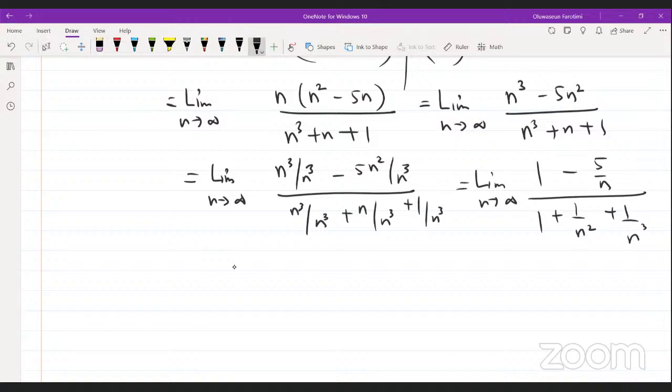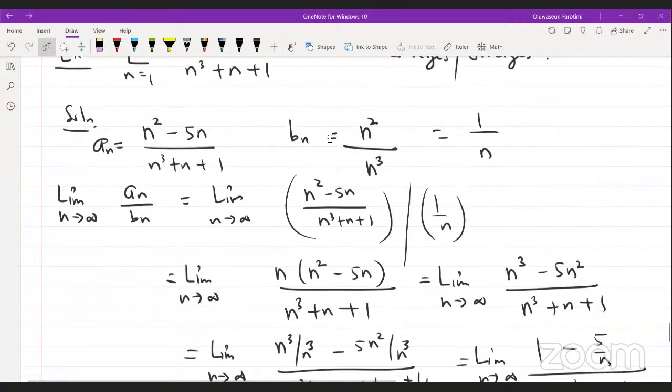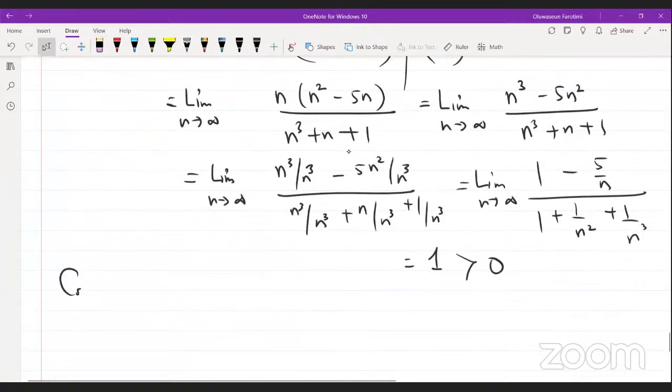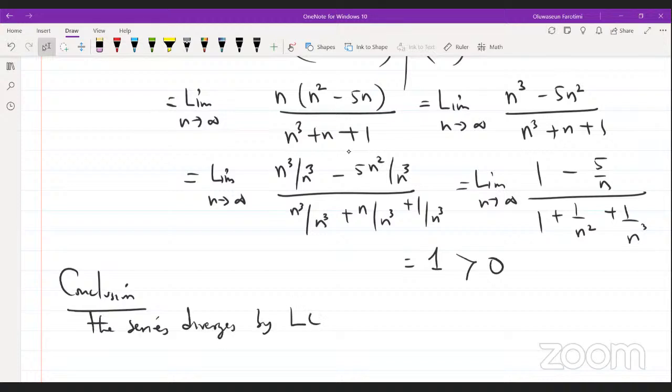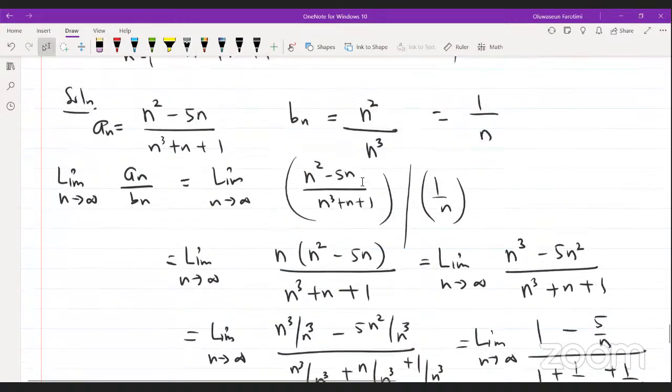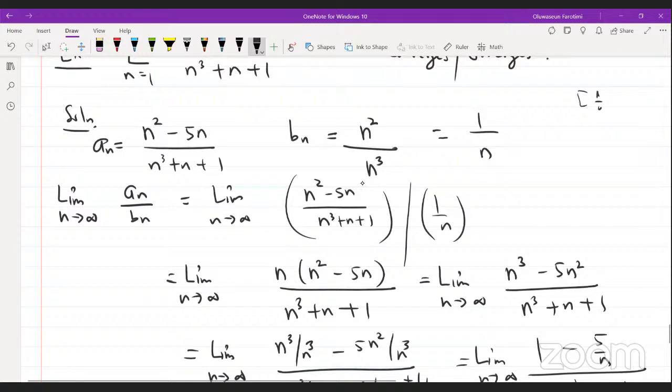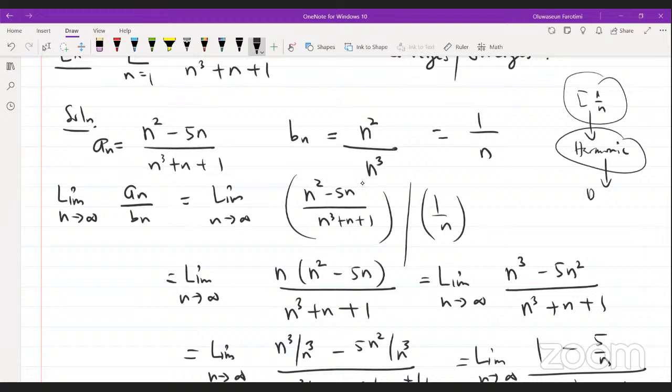So what is this limit essentially? This is a 1. 1 is greater than 0. Now, what is going to be my conclusion again? The conclusion is based off the series of bn. What's the series of bn? Harmonic. Again, it's harmonic. Okay, so what do I conclude? Conclusion: the series diverges by the limit comparison test. You have to pay attention to the series of bn, this guy, again harmonic, again diverges.